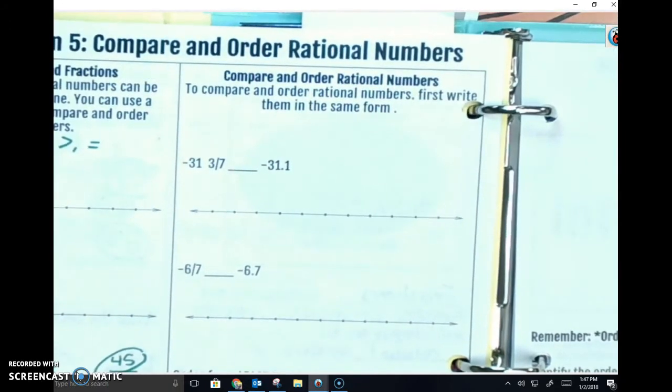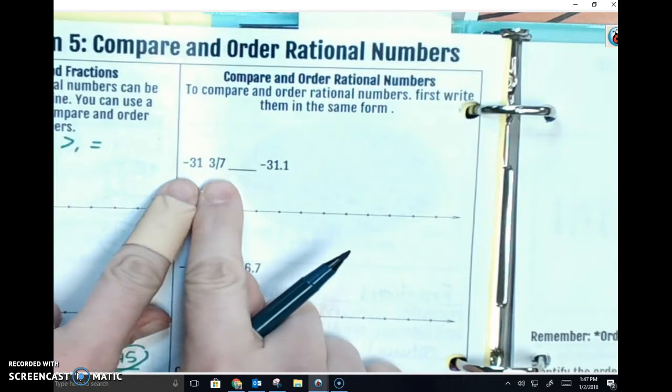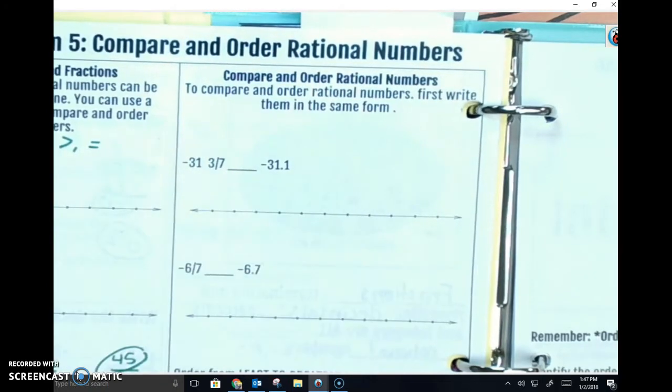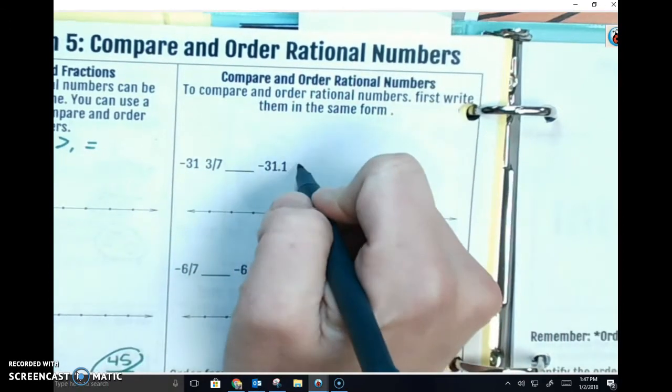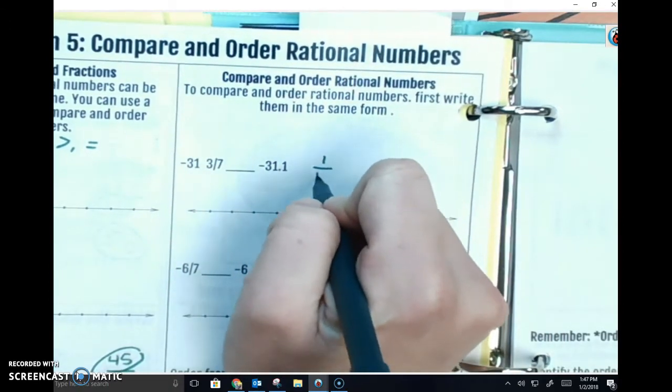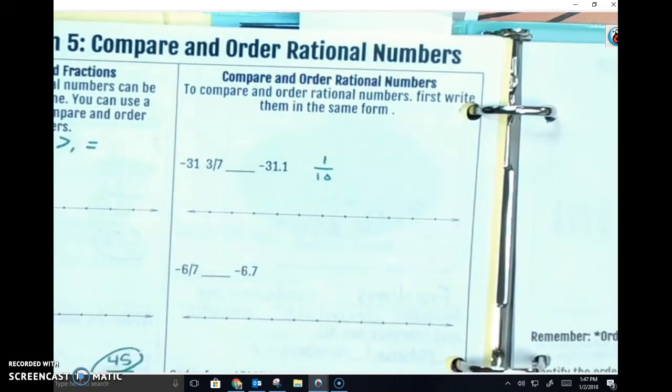Okay, let's look at the second part. We compare and order rational numbers. It says to compare and order rational numbers, first write them in the same form. So you see this one is a fraction, this one's a decimal. So we want to write them in the same way. I'm going to choose to write this one in fraction form. So 0.1 turns into 1 over 10. And now we want these to have the same denominator, so I'm going to change them into 70.